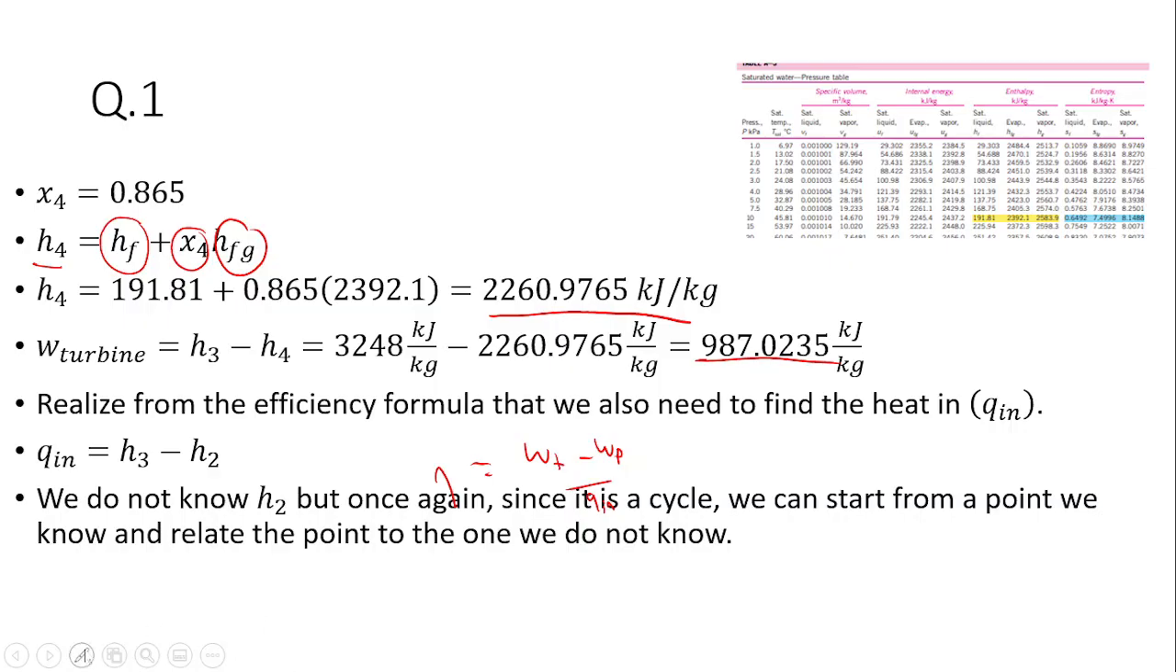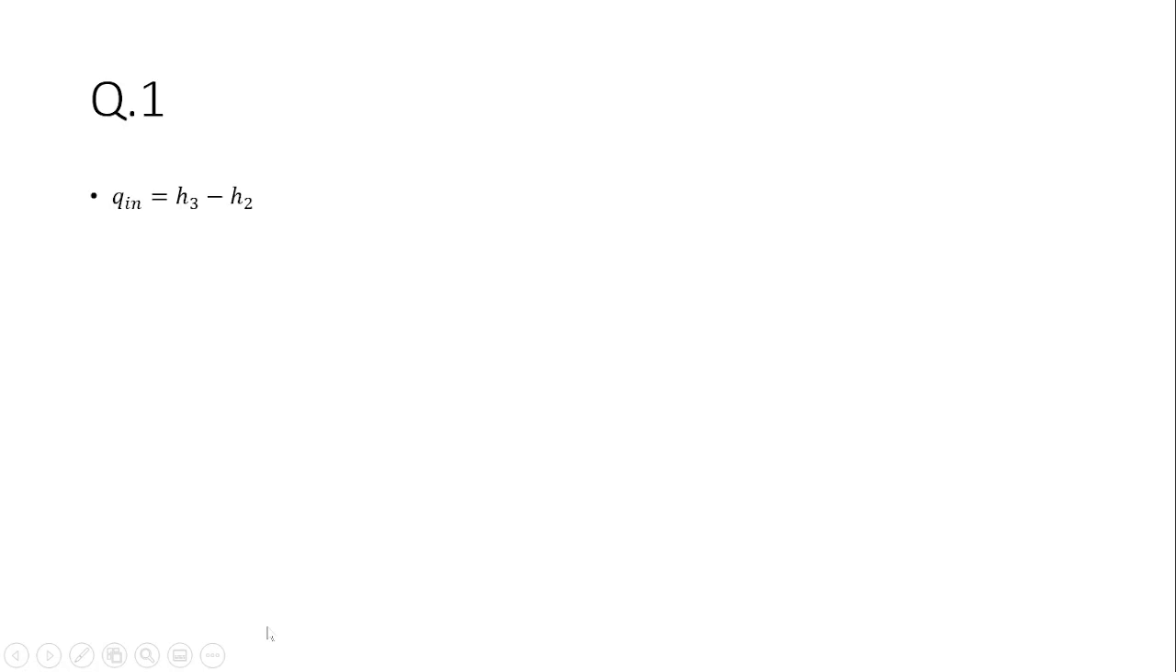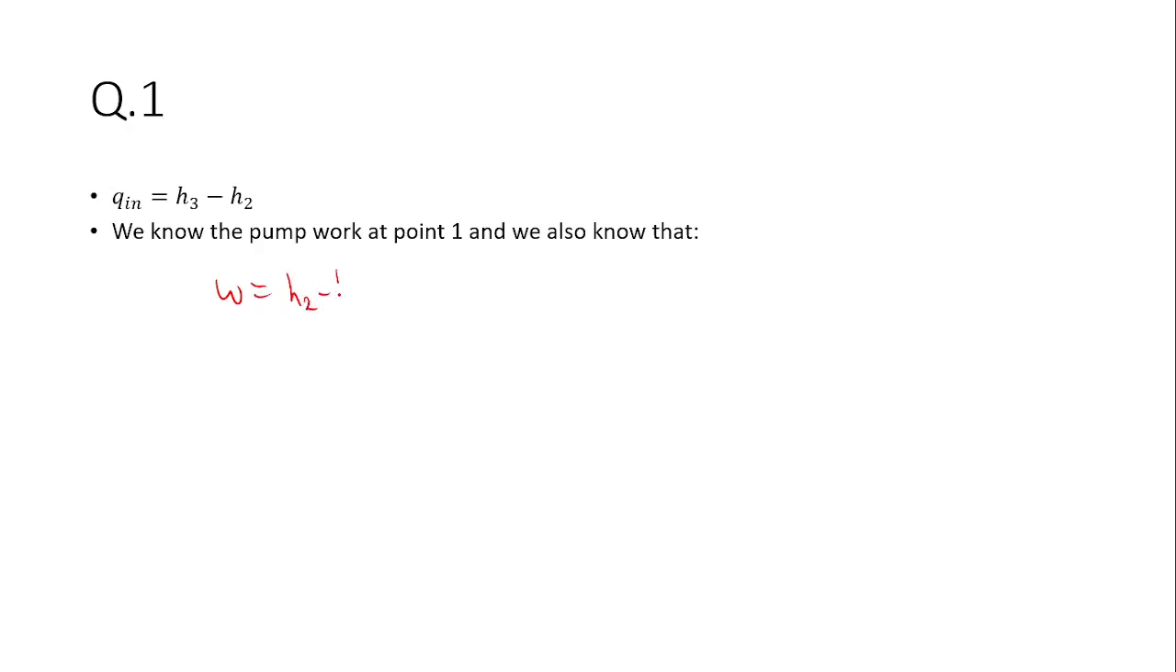So we can start from a point we know and use it to get to a point we do not know. So we know the pump work at point 1. Remember we said that the pump work was H2 minus H1. So we know the pump work, and H1 was given to us in the question. Once again, in the case that it is not, we can go to the steam table. We are going to read the value of H at the given pressure, and it's going to be a saturated liquid, so HF.